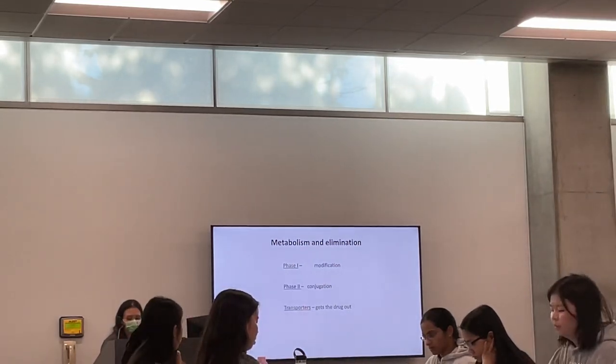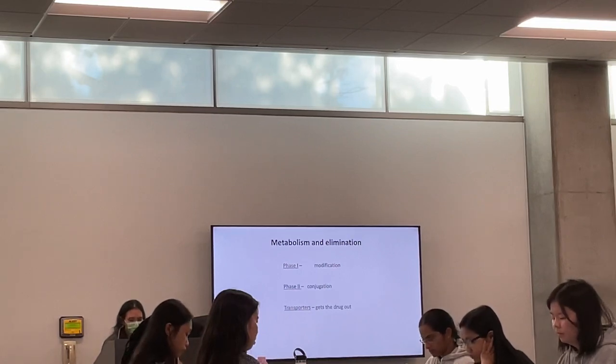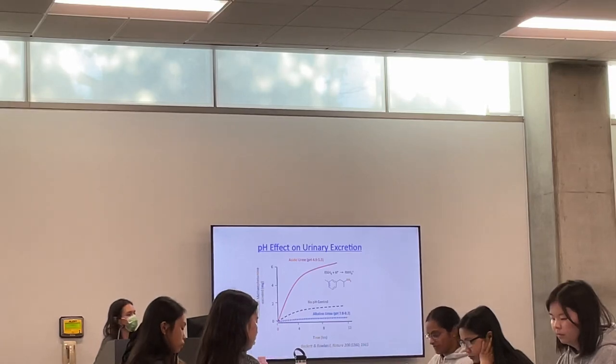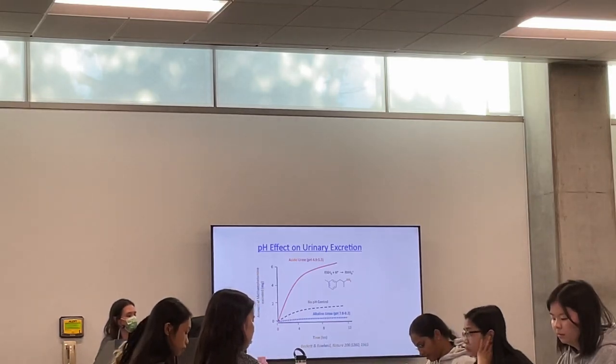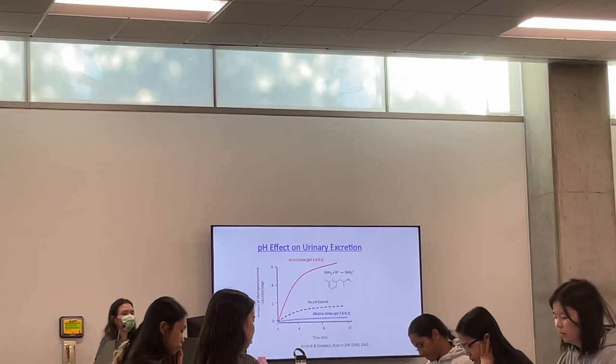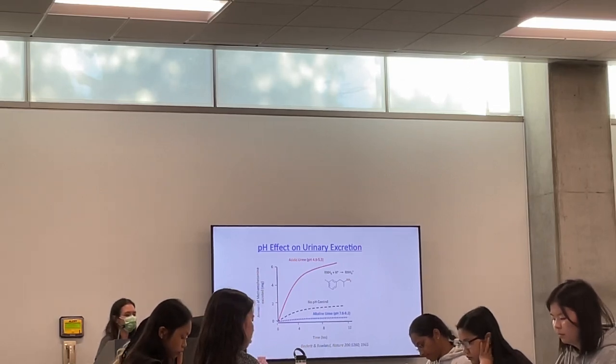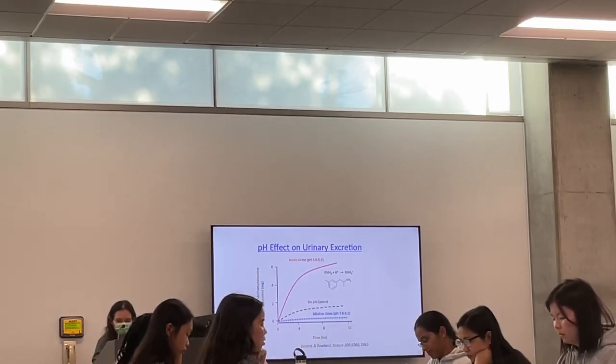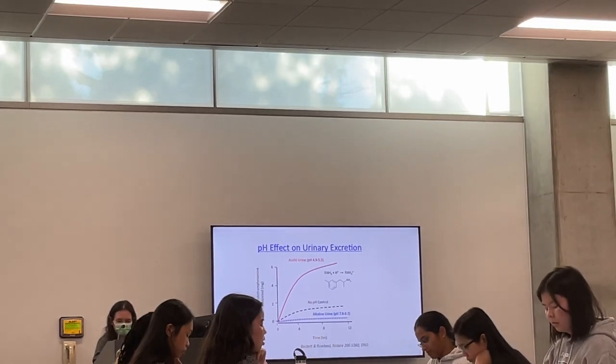All right, and then urine pH, we talked about this last week, right? If you have something that's weakly basic, in acidic urine it will get protonated, so it's a lot more charged, and so it'll be excreted really easily. So you get a lot more excretion of a drug, whereas when it's alkaline, it's non-ionized, and it can get reabsorbed, so you don't see nearly as much excretion of that drug.